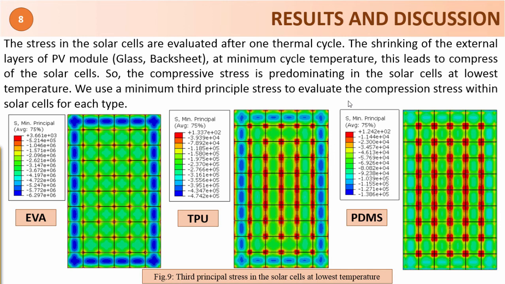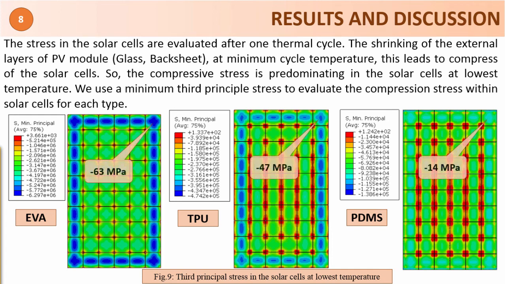We use the minimum third principal stress to evaluate the compressive stress within the solar cell for each type. Figure 9 shows the compressive stress for each encapsulant type, EVA, TPU, and PDMS. We can see that the compressive stress decreases from minus 63 megapascal for EVA to minus 14 megapascal for PDMS.